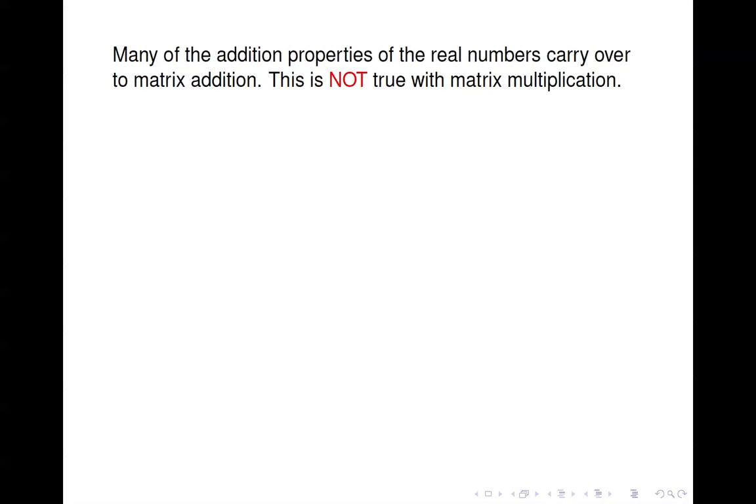Now you should note that since matrix multiplication is not a simple operation like matrix addition is, properties of real numbers that apply to multiplication do not carry over to matrix multiplication. They did with matrix addition, they don't with matrix multiplication. So, some warnings.